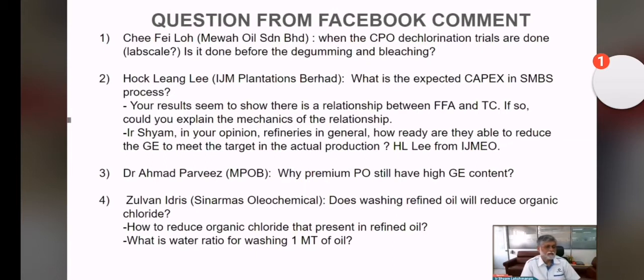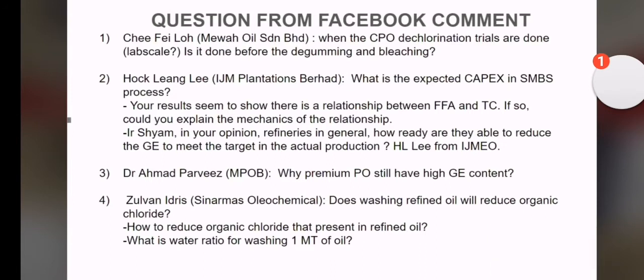The next question is from IGM Plantations. He's asking what the capex is for the SMBS process, and your results seem to show that there is a relationship between FFA and total chloride. If so, could you explain the mechanics of the relationship?